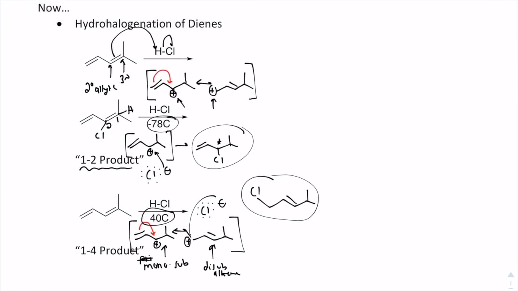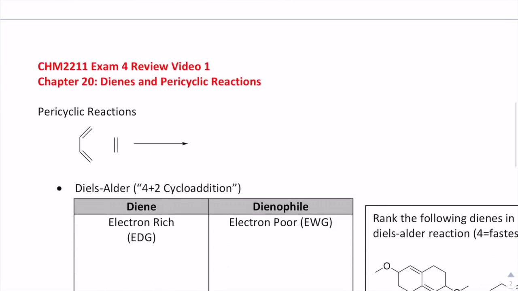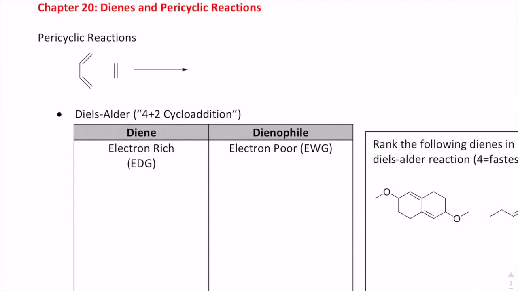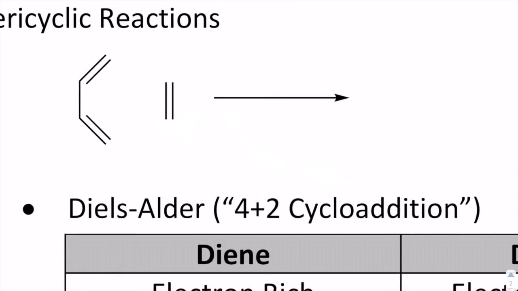That was pretty simple, I think, a hydrohalogenation of dienes, just to be cognizant of thermodynamic and kinetic control. All right, so now we're going to move on to the second half of Chapter 20, which is pericyclic reactions. So, there's many different types of pericyclic reactions that are in organic chemistry, but we are really only going to deal with something called Diels-Alder in a second.